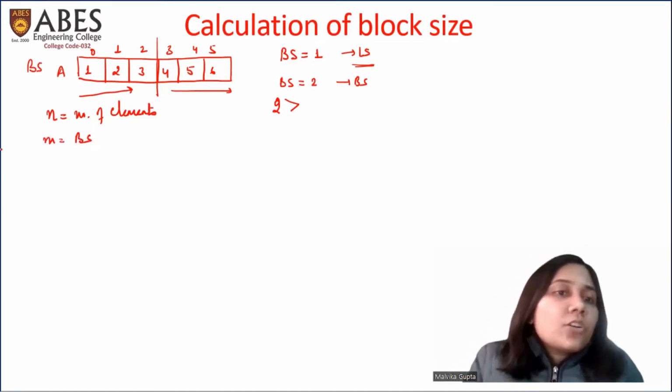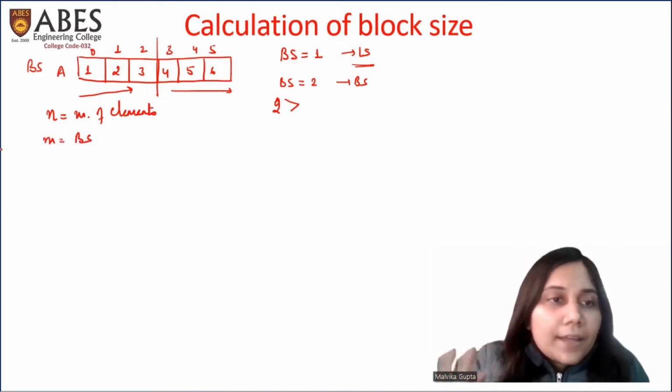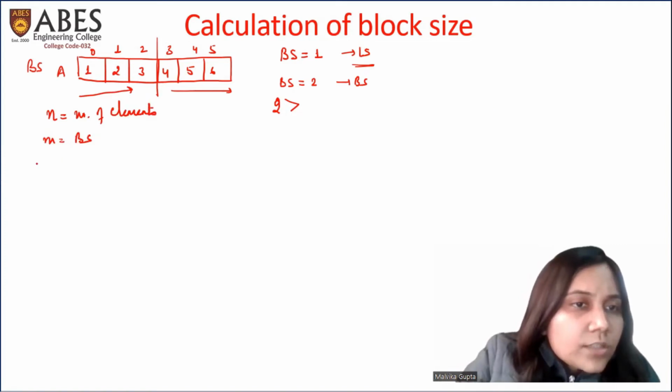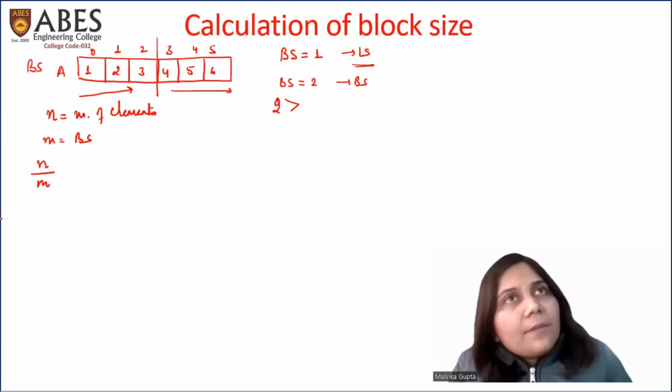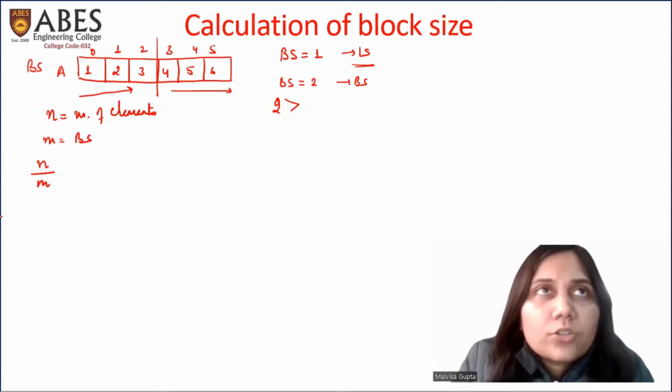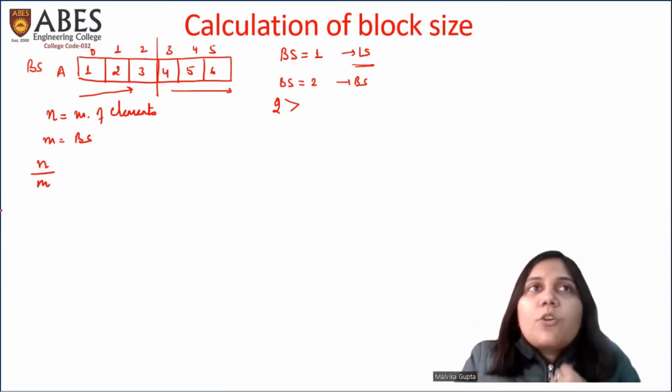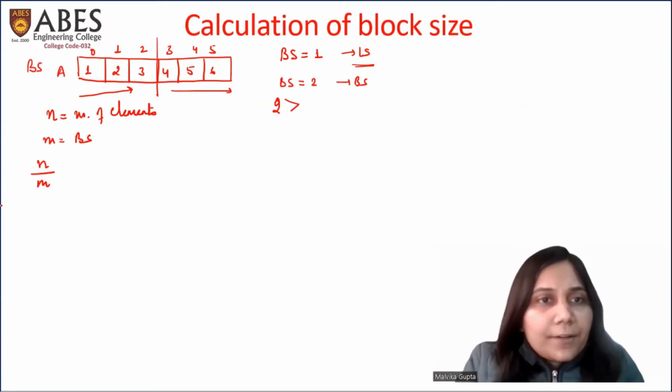That in these many blocks I wanted to divide my array. So how am I going to do this? It's simple mathematics. You know that n by m will be defining your block size, so that in these many blocks you will get your array divided, right?